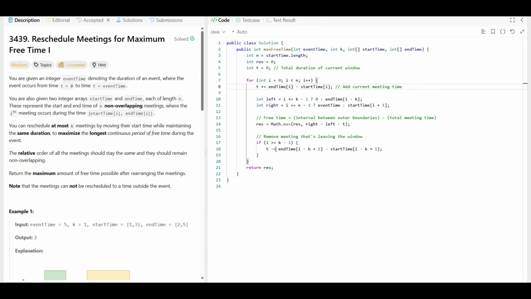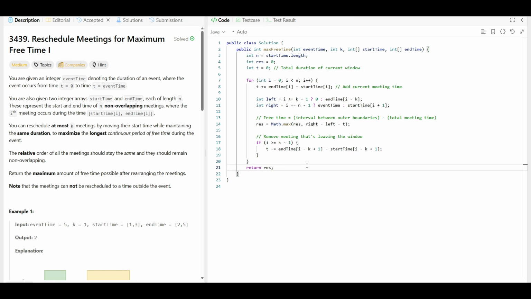So let me write some comments so you will understand, right? What we need to do first, we have to find the total durations, and then add the current time, and you will get the left and right as we have discussed. You will get the free time like this. And if we remove the meeting from the leaving window, we will update the time right here. And finally we'll return the res, meaning the free time.